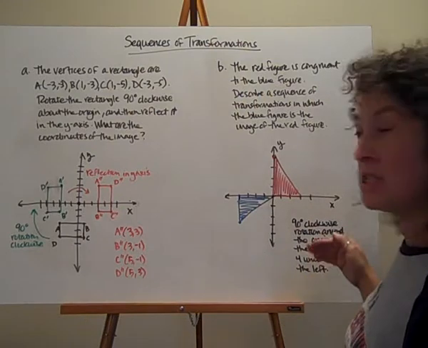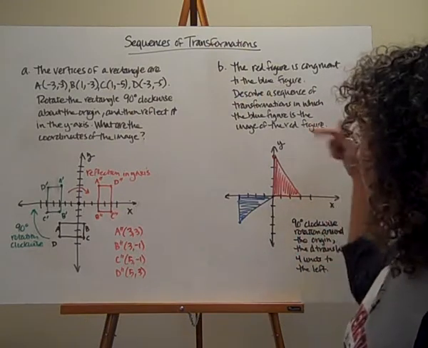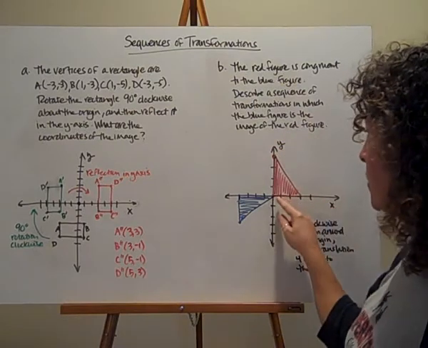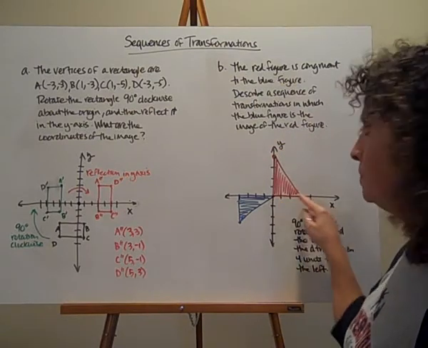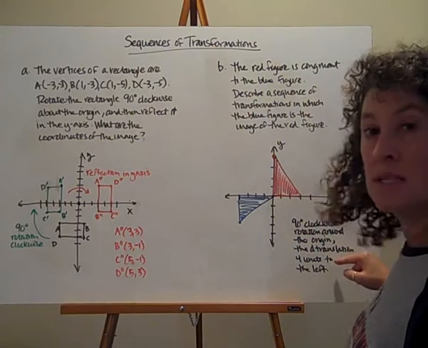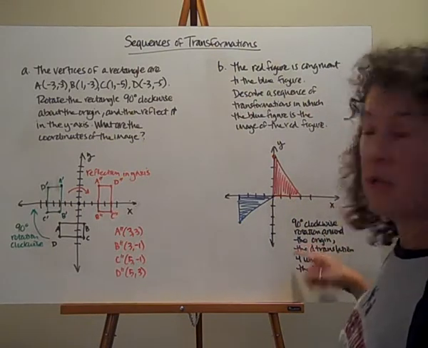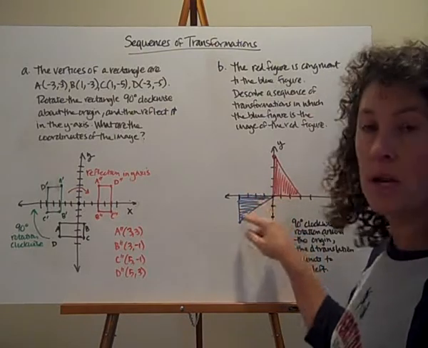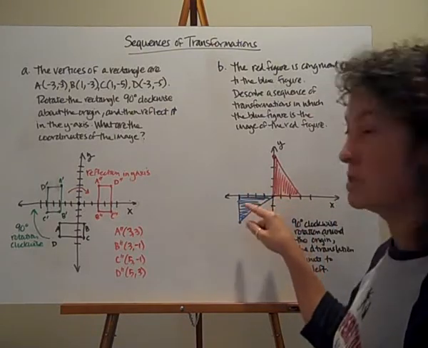So one possibility is that we have a 90-degree clockwise rotation. That 90 degrees will bring my shape down here, below the x-axis. And then we could have translated this 4 units to the left. So if I take that shape and I move it 4 to the left, I would end up right here where this blue figure is.